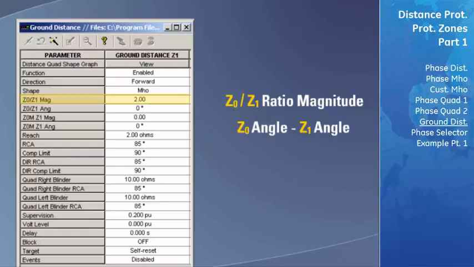The first field is labeled Z0 for zero sequence impedance over Z1 for positive sequence impedance, mag for magnitude. In this field, enter the magnitude of the ratio between the zero sequence impedance and the positive sequence impedance. The second field is labeled Z0 over Z1, ang for angle. In this field, enter the angle difference between the zero sequence impedance and the positive sequence impedance. To calculate this, subtract the angle of the positive sequence impedance from the angle of the zero sequence impedance.